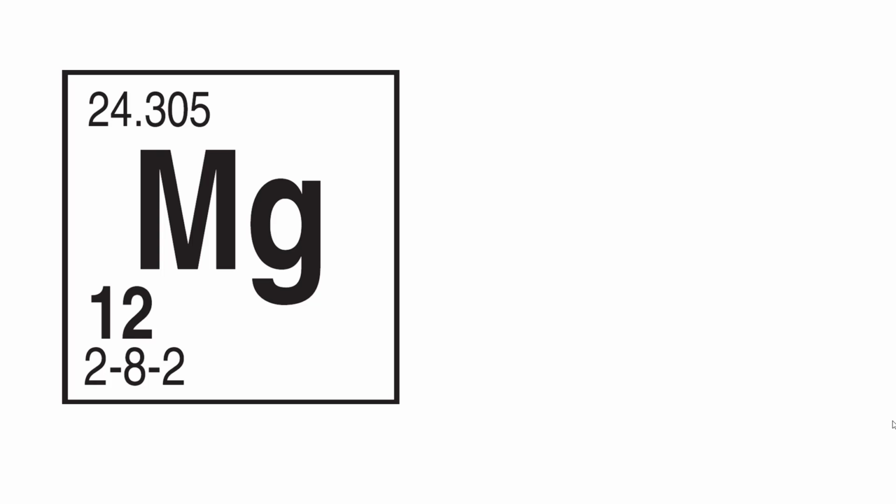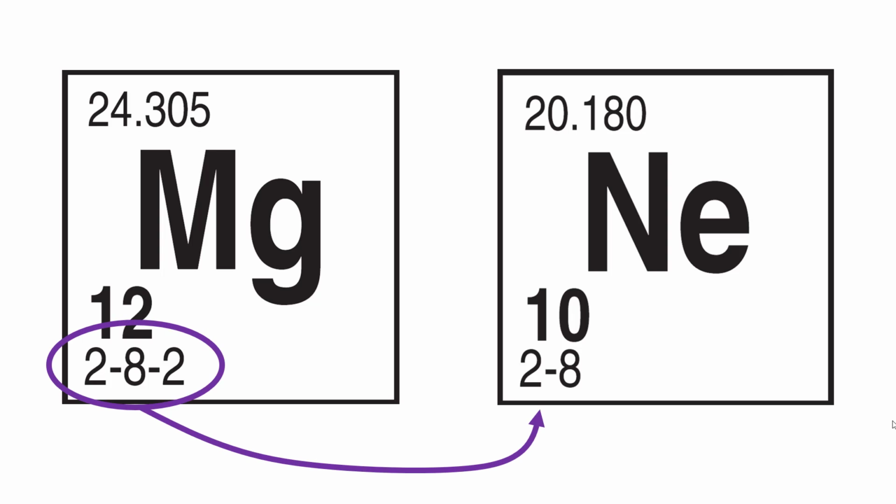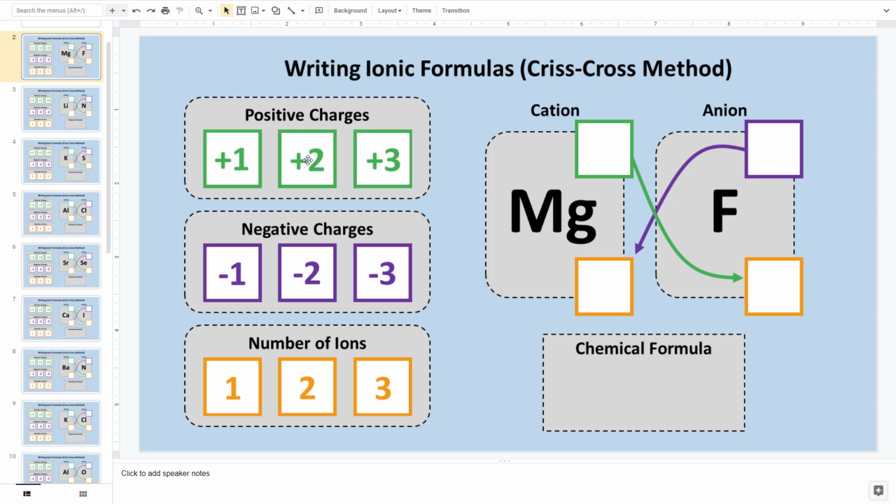To find the charge on a magnesium ion, we have to compare the magnesium atom to the nearest noble gas, which is neon. And we look at the electron configuration of magnesium, and we have to get that electron configuration to the same as neon. And to do that, we're going to lose 2 electrons. And so the magnesium ion will have a +2 charge. And so we'll drag a +2 over to make the +2 magnesium ion.